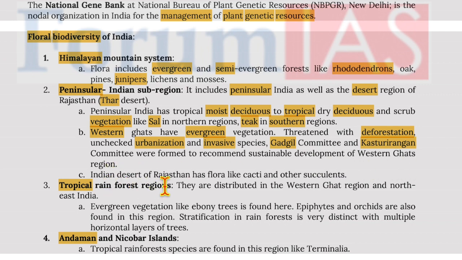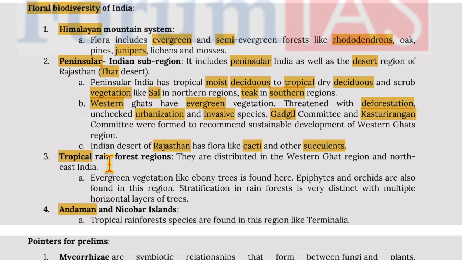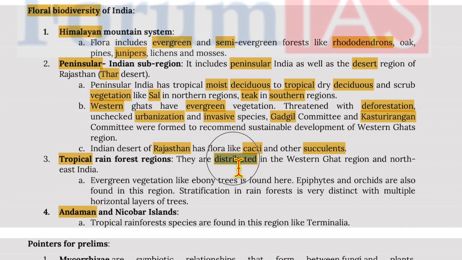Now, Indian desert of Rajasthan has flora like cacti and other succulents. Now, tropical rainforest regions are distributed in the Western Ghat region and northeast India. Evergreen vegetation like ebony tree is found here. Epiphytes and orchids are also found in this region. Stratification in rainforest is very distinct with multiple horizontal layers of trees.